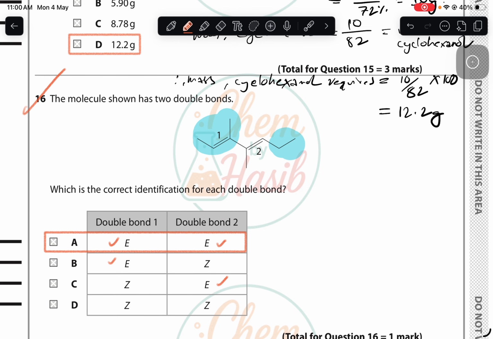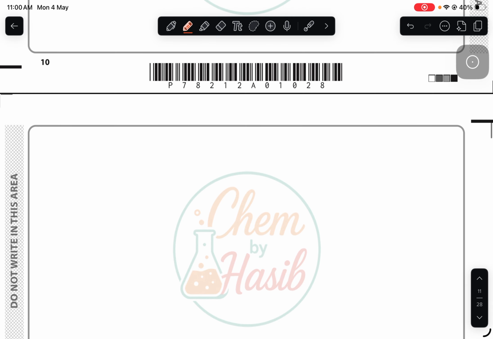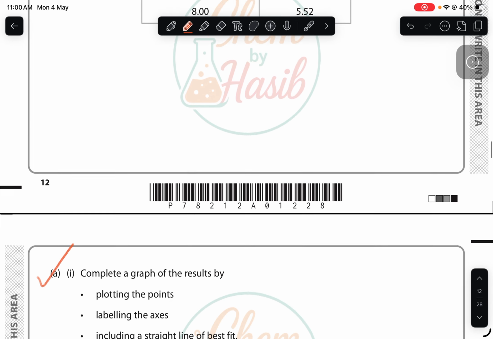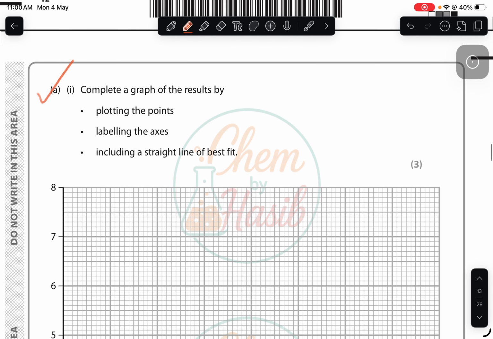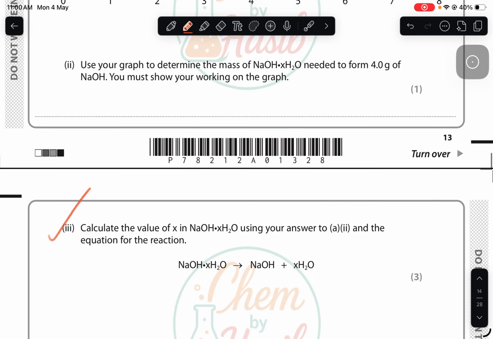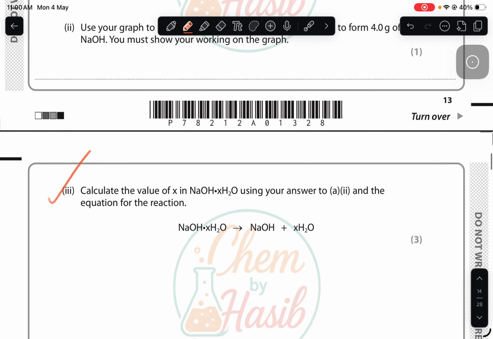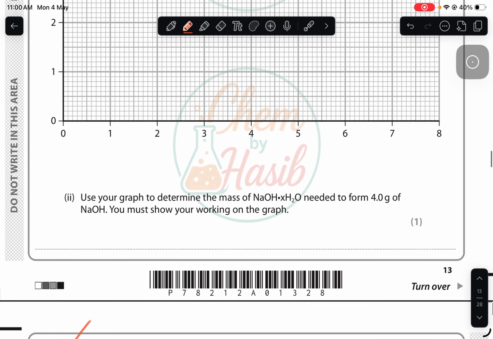Okay. Now we move on to section B, question number 17. You asked to explain question number 17, A3. You have to calculate the value of X in sodium hydroxide dot XH2O using your answer to A2 and the equation for the reaction. What was the answer in A2?